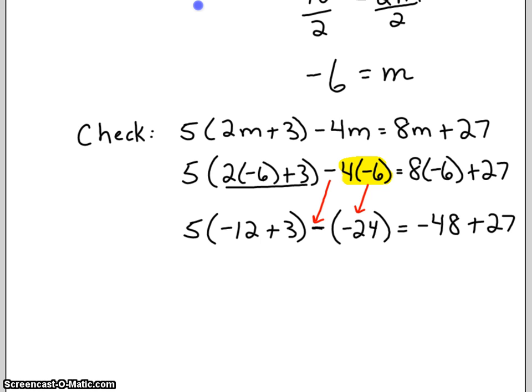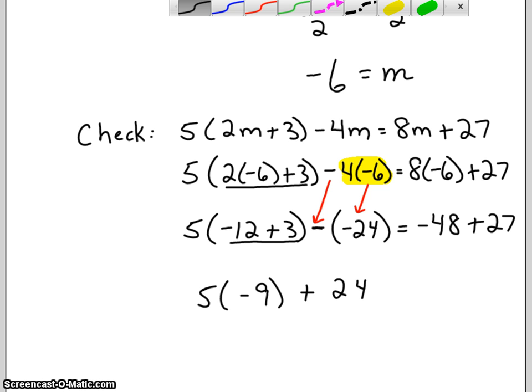Okay, so we're still not done in the parentheses here. We still need to work that out. So 5 times negative 9. And we could change this to plus 24, because remember, minus a negative becomes a plus.